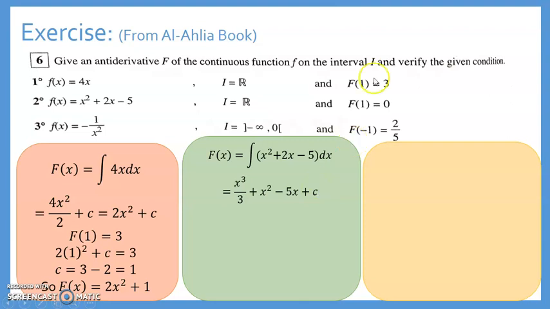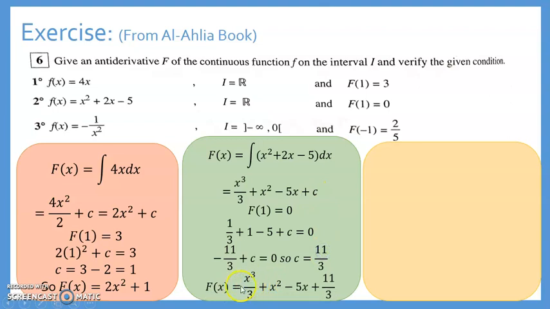Now we need to find c since we have a certain condition on the antiderivative. So we put F of 1 is equal to 0. What does F of 1 mean? We replace x by 1. So you'll get 1 over 3 plus 1 minus 5 plus c is equal to 0. Now add these together, you'll get minus 11 over 3 plus c is equal to 0. So c is equal to 11 over 3. Now just plug c again here. So big F of x would be this. Do the third one alone. It's very easy and it's the same as the previous ones, and you should get this answer.